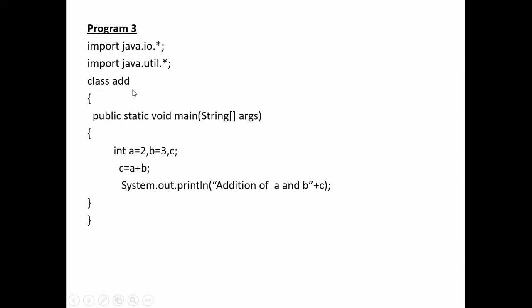So class followed by class name. What is the class name I mentioned here? The class name is Add, and following that, the beginning of the block will be indicated by an open flower brace, and after that again we have the main method, like the C++ main method.